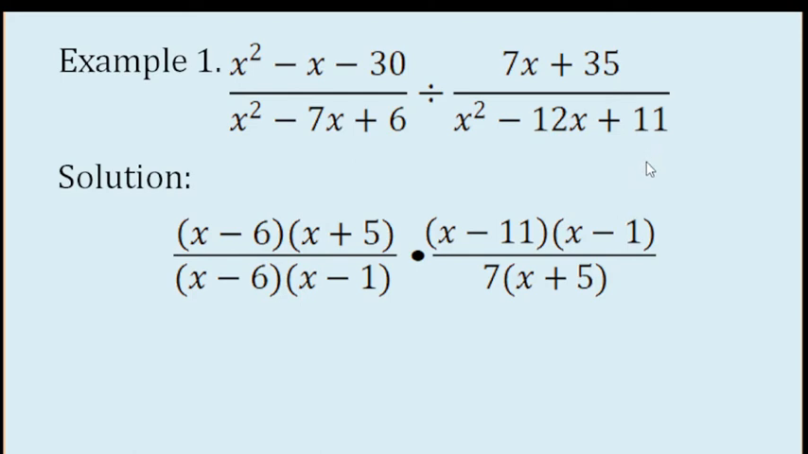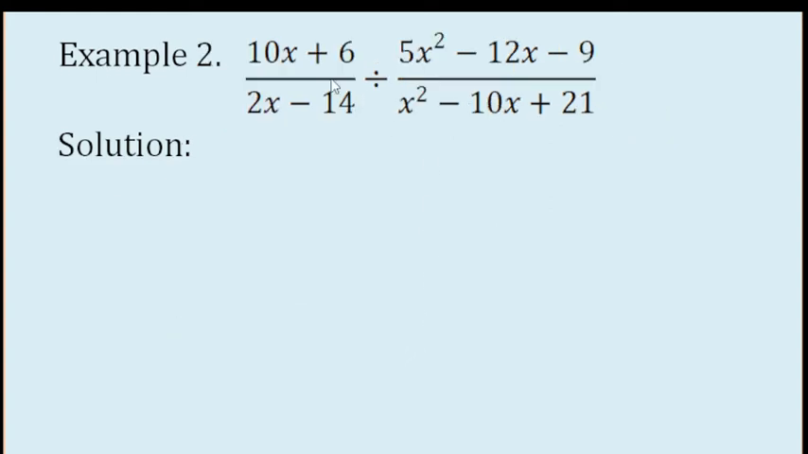Now it's time to cancel out common factors. We have x minus 6, x minus 6. We have x plus 5, x plus 5. Then we have x minus 1, x minus 1. Then what is left is x minus 11 on the numerator, 7 on the denominator. So this is going to be our answer.